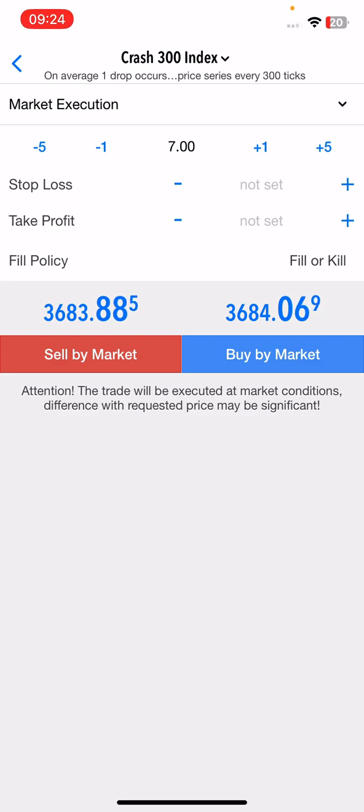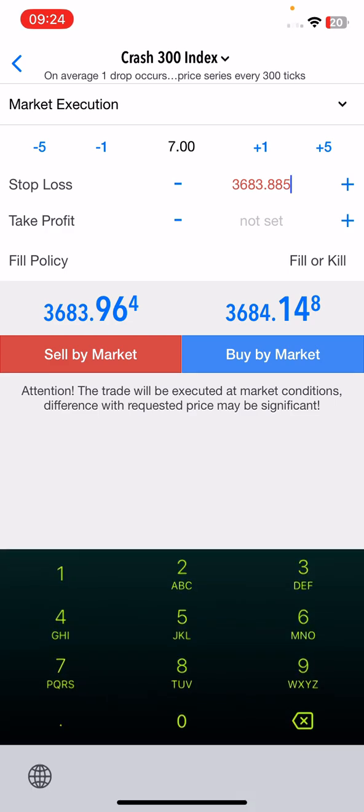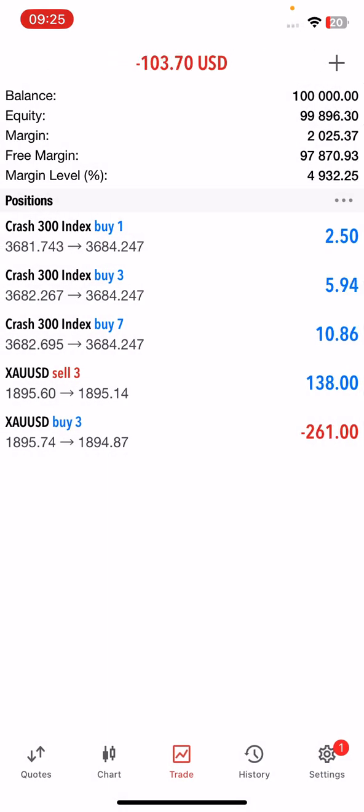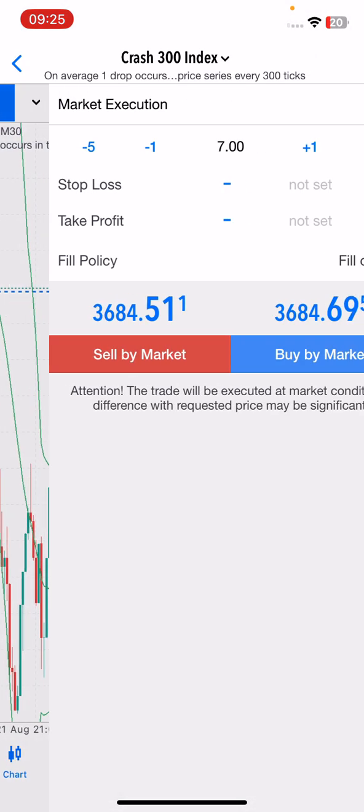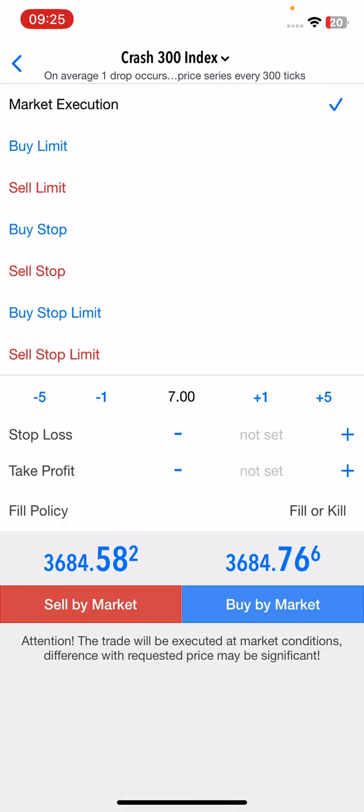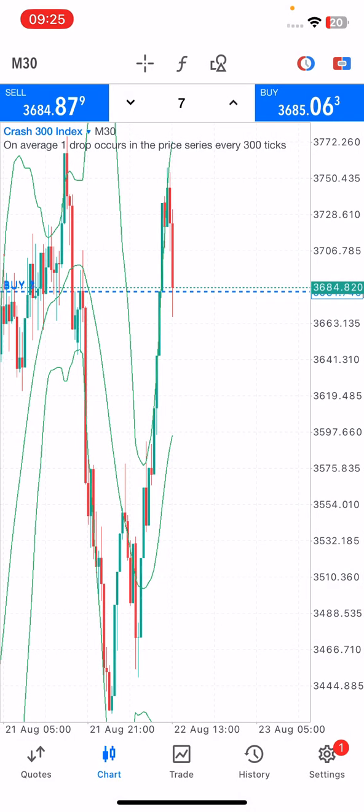I've explained this one to you before. This is where you set your stop loss, and this is where you set your take profit. The next thing is market execution. We have what we call buy limit, sell limit, buy stop, sell stop, but this will be in another video. I think that was all.